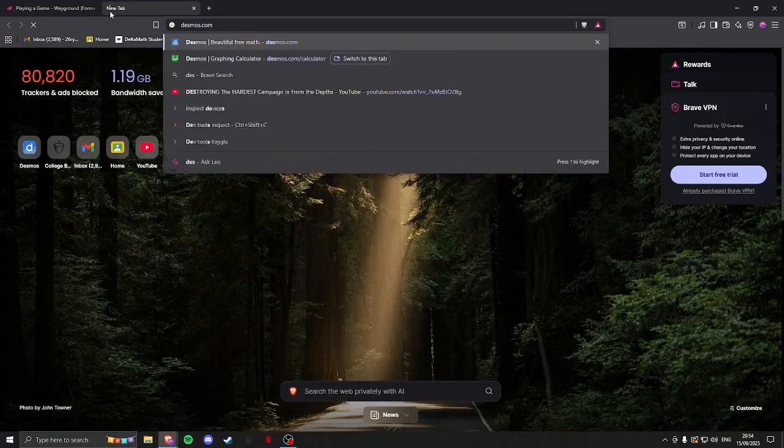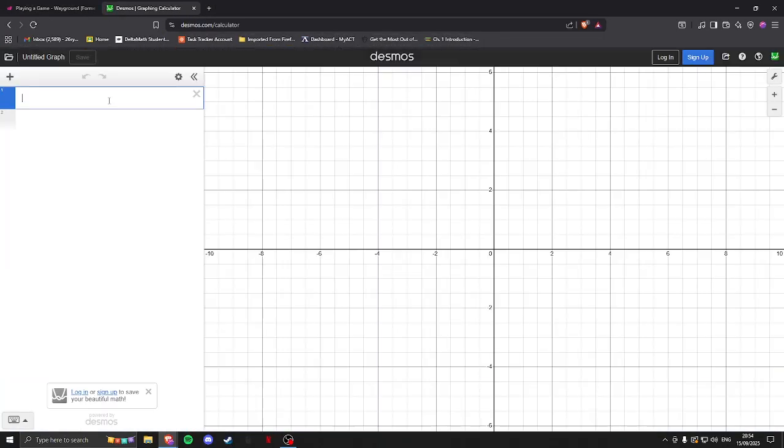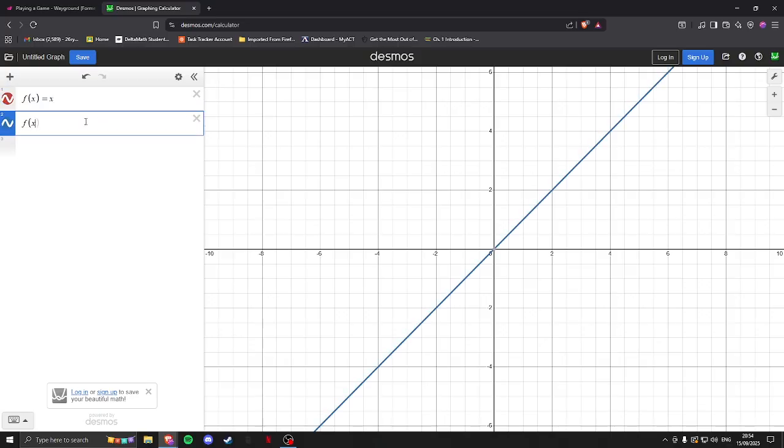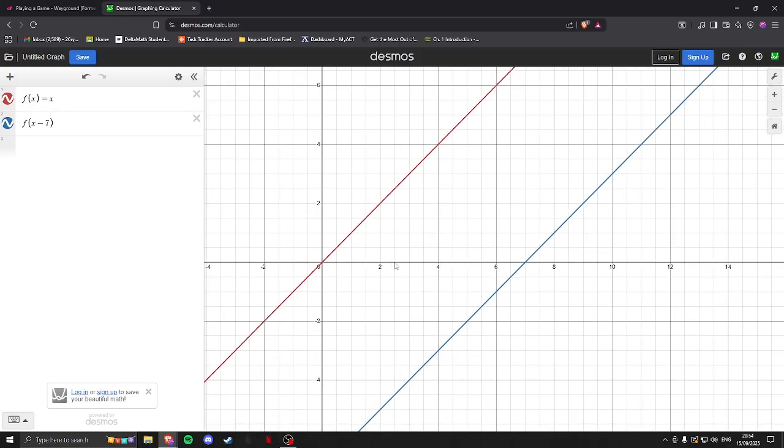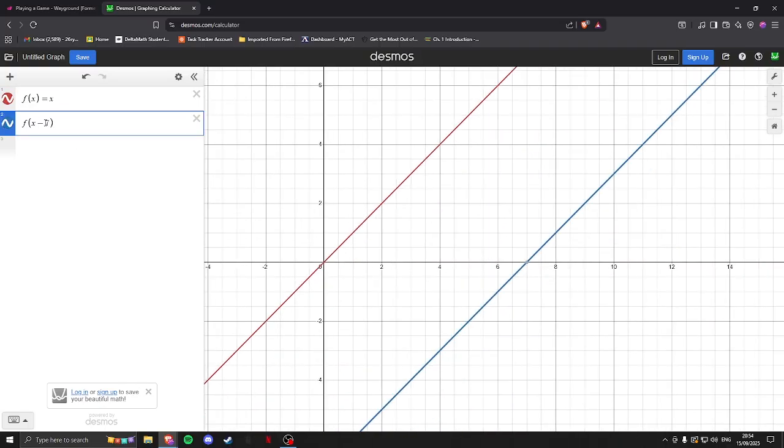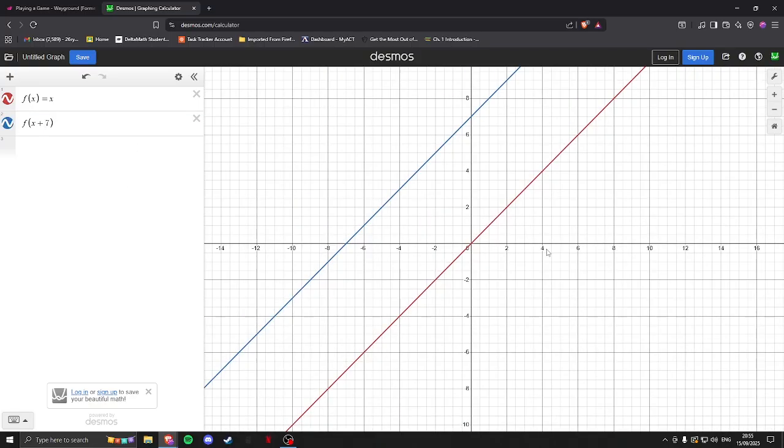Because, here, let me go back to Desmos. If we have f of x equals x, and then f of x minus 7, you can see that when the value is inside of the x, I like to call it the determinant. I don't think that's what it's actually called. But when it's inside with the x variable, it moves it horizontally. And when it is negative, it shifts it to the right. And when it is positive, it shifts it to the left.